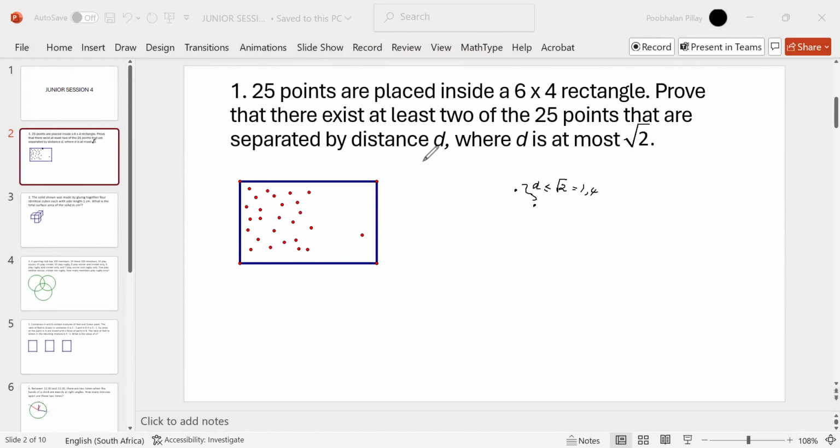Now that's quite a demand. I mean, how do we know? These things are just thrown onto this rectangular sheet, 25 points. And how can you guarantee that there are 2 points which are close enough, like this? Because sometimes there may be a lot of empty space. Okay, so the way to do this is first observe that you've got a 6x4 rectangle. The area of that is 24, and you've got 25 points. Now that has got something to do with the problem, okay?